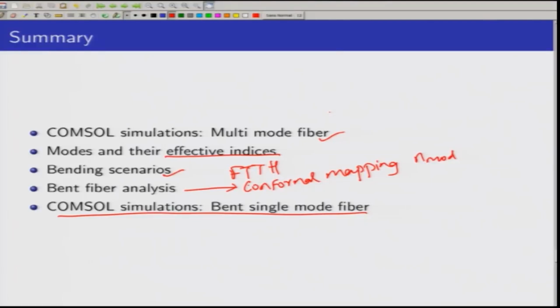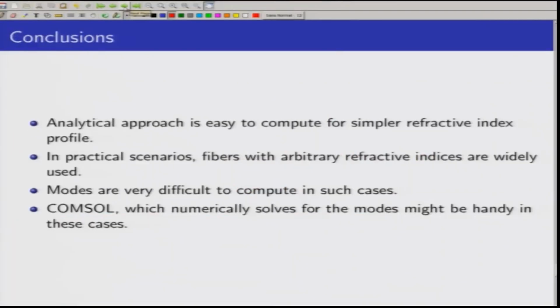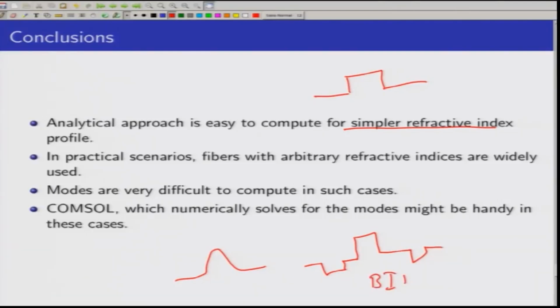Now, what is it that we have drawn from this? As suggested earlier, we can follow an analytical approach to solve this problem of modes, but this can be applied in the case of a simpler refractive index, that is, the standard step index profile that we have considered here. But in practical scenarios, this step index profile is not of much use, and many different profiles are used in optical fibers, let us say a parabolic index or a trench index, which is basically a bend insensitive fiber. Solving for these kinds of refractive indices is very complex using the analytical approach.